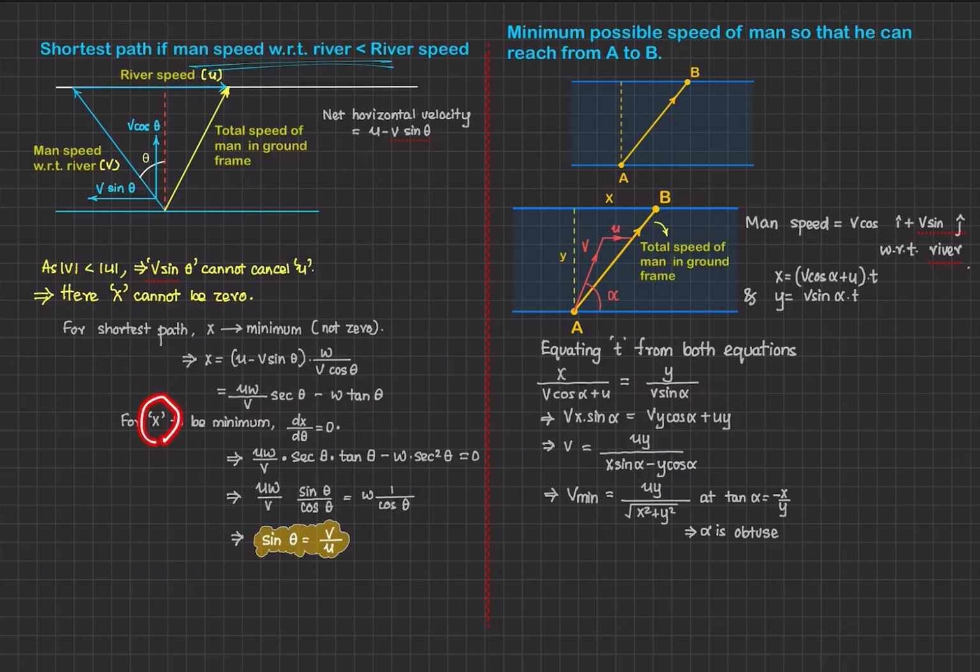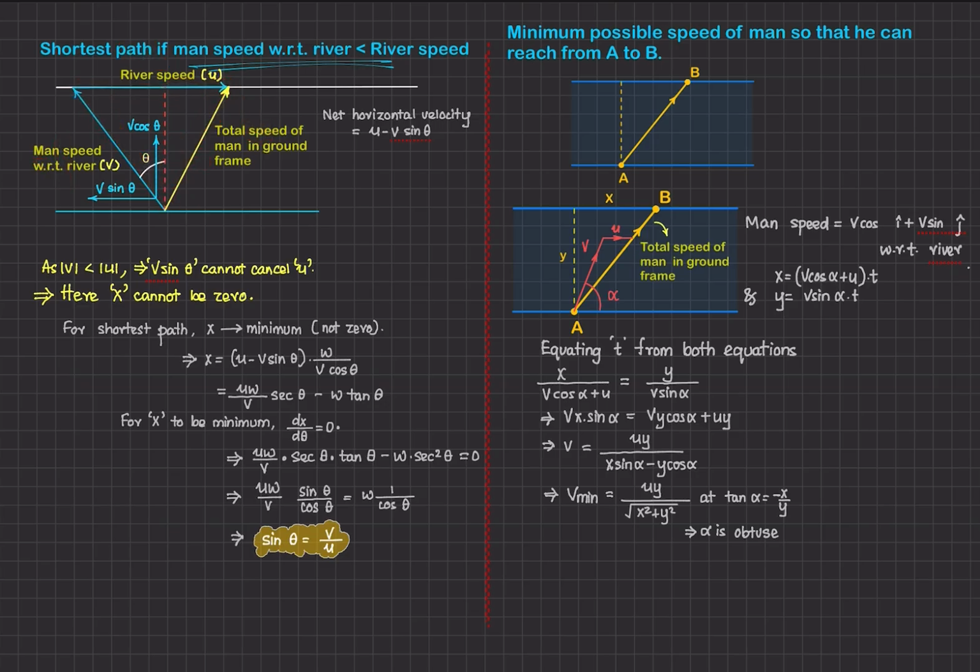For x to be minimum, we see that x is a function of theta here. So for x to be minimum, we take dx by d theta equals 0, and finally our answer comes to be sine theta equals v by u, where we have taken this as theta and this as v. So this forms a right angle triangle, because this term is v and this side is u, right? We are saying sine theta, so this angle will be theta here.